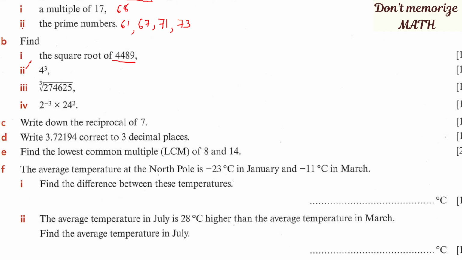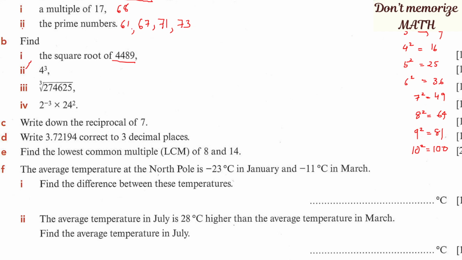What is 1 square? 1 square is 1. 2 square is 4. 3 square is 9. 4 square is 16. 5 square is 25. 6 square is 36. 7 square is 49. 8 square is 64. 9 square is 81. We have 10 square is 100.